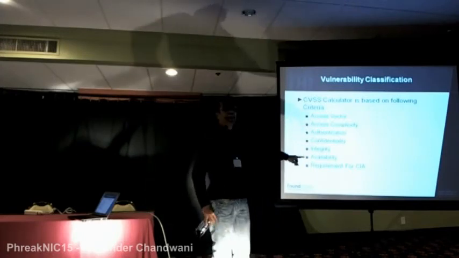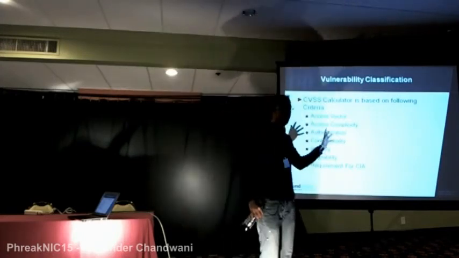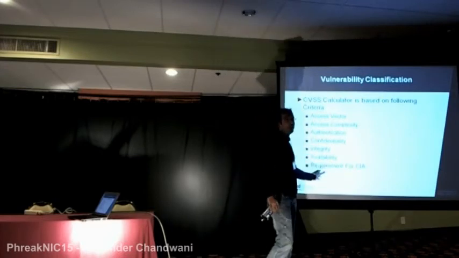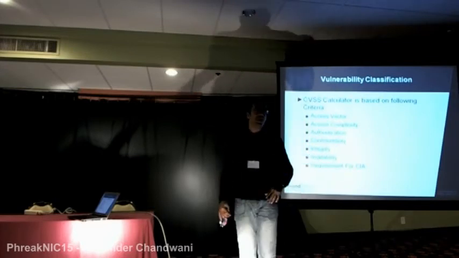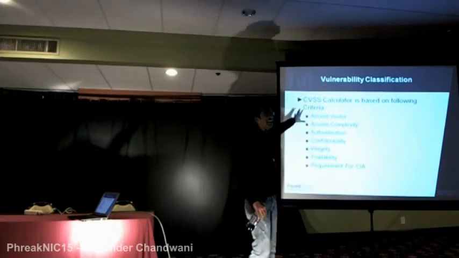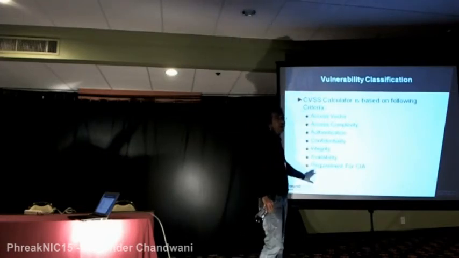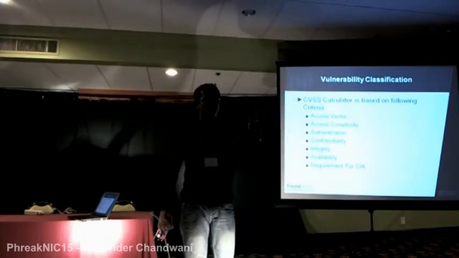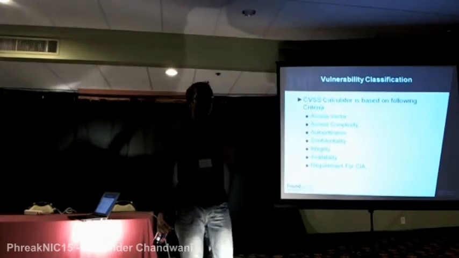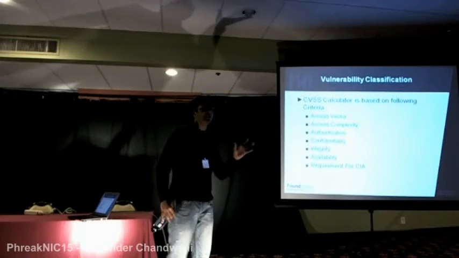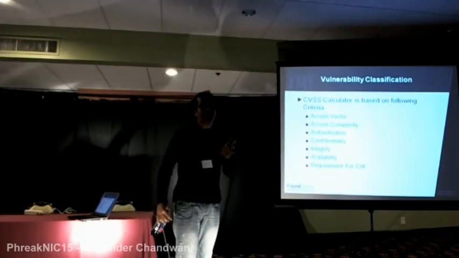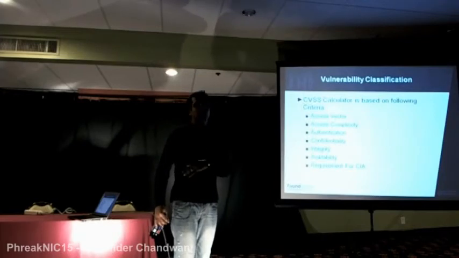The requirement for CIA. If your application, as we discussed before, is low rated, then your requirement for CIA may also be low, so you may not have to worry too much about that. The CVSS calculator takes all this into account before giving you a score. It gives you a number between 0 and 10. 0 to 4 is low, 4 to 7 is medium, and something above 7 up to 10 is a high risk.